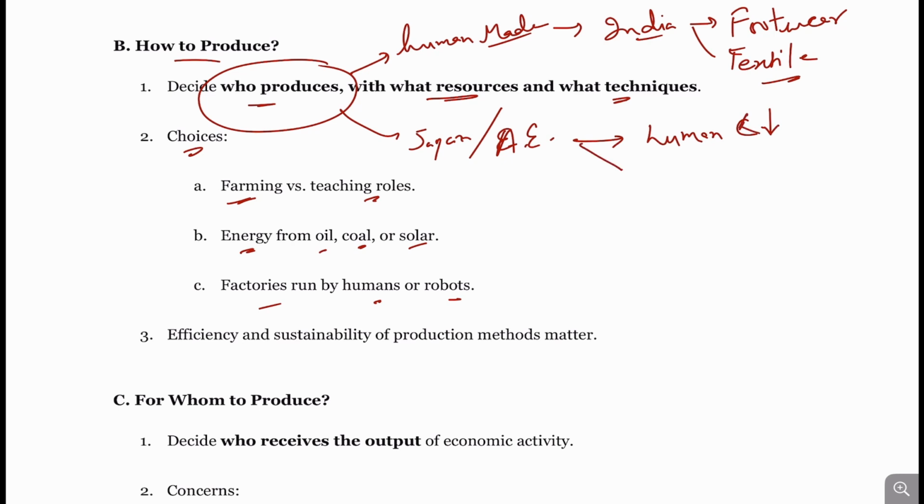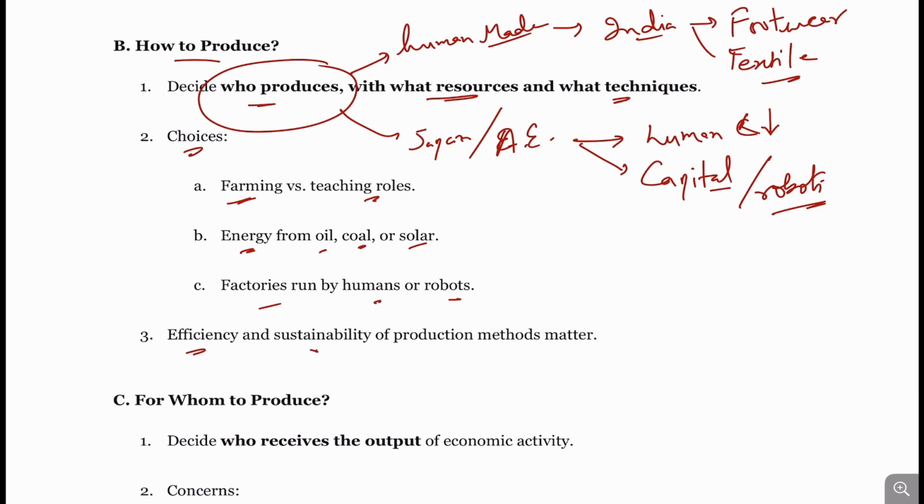So what they will be trying to do is go for capital intensive sectors, right? They will be going for robots in order to produce their goods. So this is what needs to be taken care of, that is, needs to be decided. Efficiency and sustainability are the main focus of production.